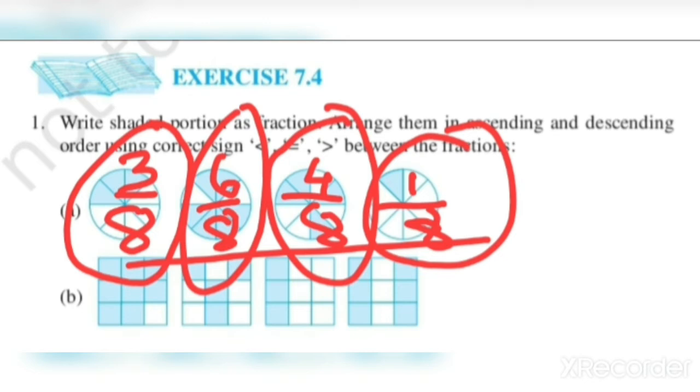In this way, write shaded portion as fraction and then arrange them in ascending and descending order. When you try by yourself, here total 9 parts are there. Write shaded portion as fraction and then arrange it in ascending and descending order.